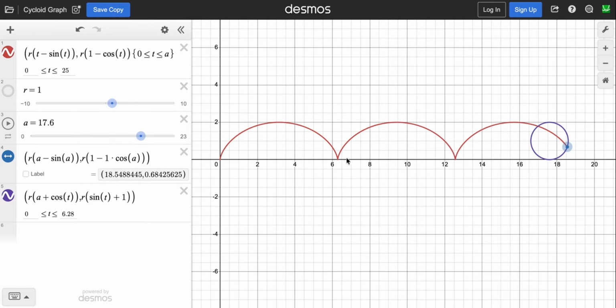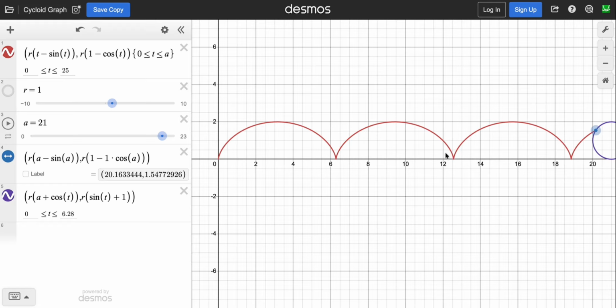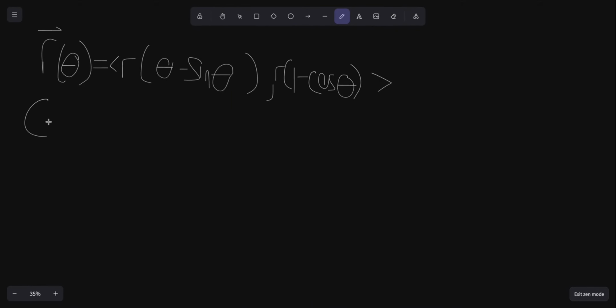And then any multiple of 6.28. So you can see this occurs at somewhere around 12. This occurs at somewhere around 18. So you can see that multiples of it will also have the cusp, because you're essentially traveling a circumference every time. You're jumping over a circumference every time. So we can generalize this, and we can say that the cusps of a cycloid occur where the y value has to be 0, right? Because it's at the bottom, and the x value is going to be 2 pi times the radius times any multiple of that. So 2 pi r times n, where n is an integer. Okay?